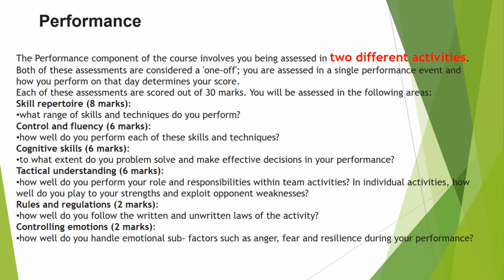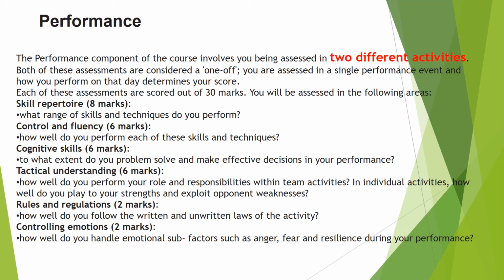And it's split up into these different categories. So we have skill repertoire, which is 8 marks. So that's their range of skills. So for example, if we were talking about badminton, we would be looking to see whether they could perform a high serve, a low serve, a smash, an overhead clear, a drop shot, a net shot, and we would look how they move around the court.